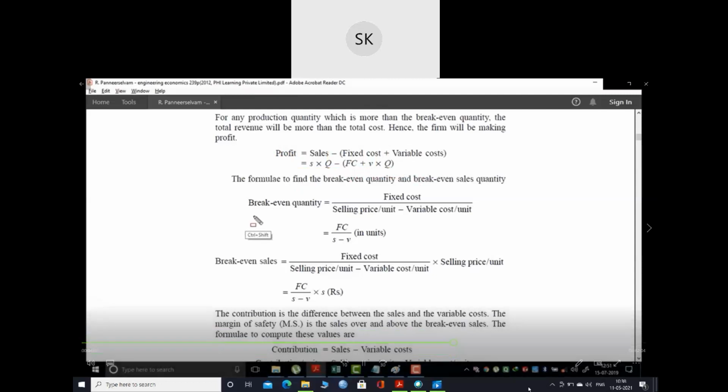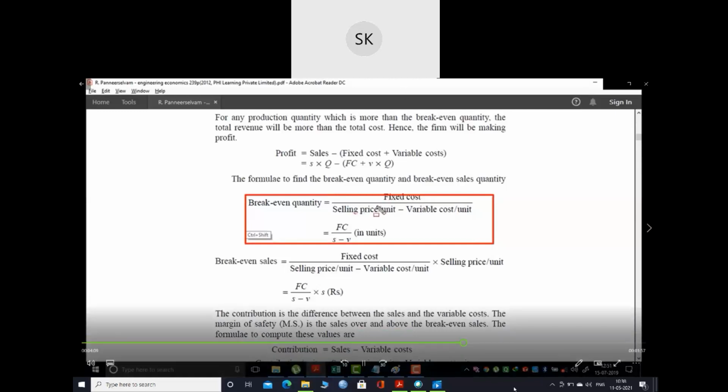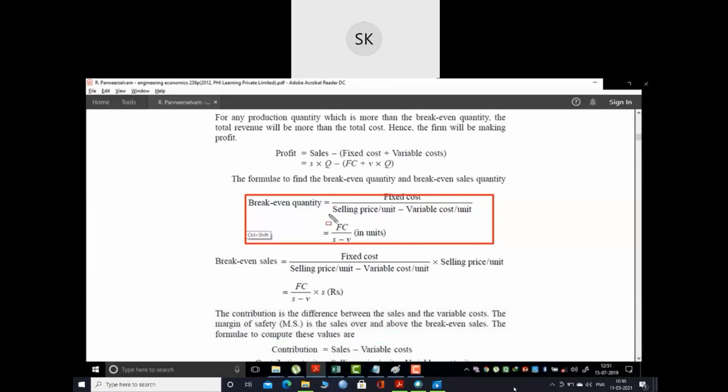Next is the break-even quantity. So break-even quantity, that is the BEQ, is defined as the ratio of fixed cost upon selling price per unit minus the variable cost. So this is a very important formula to find out the break-even quantity. So that is FC upon S minus V in terms of units.